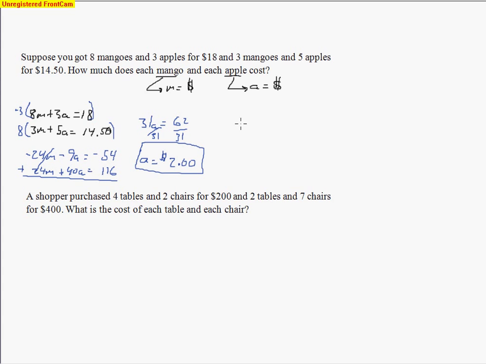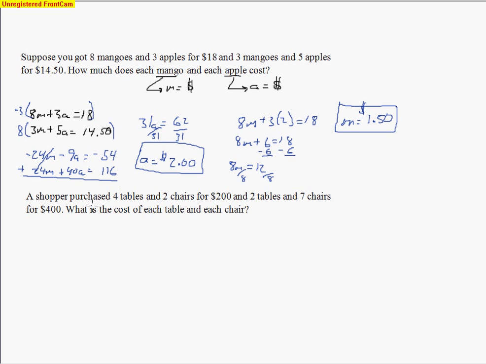And now let's find the cost of a mango. So we'll just substitute in. I'll use the top equation. 8 times M plus 3 times 2 equals 18. So that's 8M plus 6 equals 18. And I'll subtract the 6 from both sides, and I'm left with 8M equals 12. So when I do that division, it's not going to go in evenly, but that's okay. M equals, 8 goes into 12 one time, and we have 4 left over, so that's going to leave us with a half. So $1.50 is the cost of the mango.